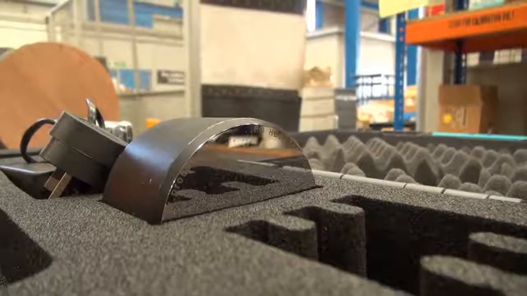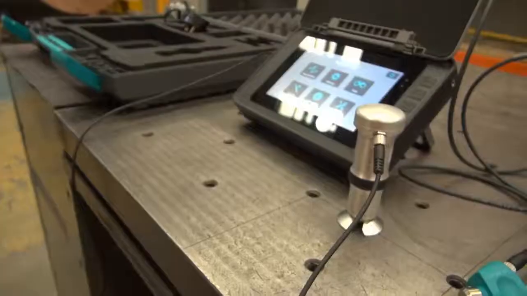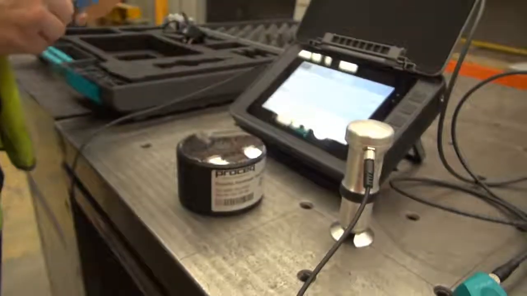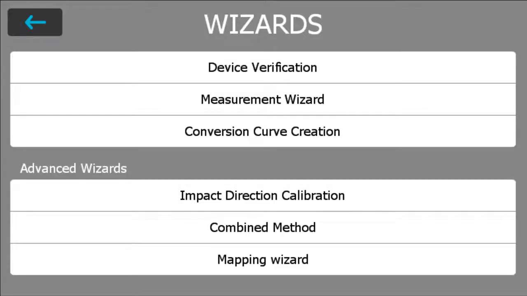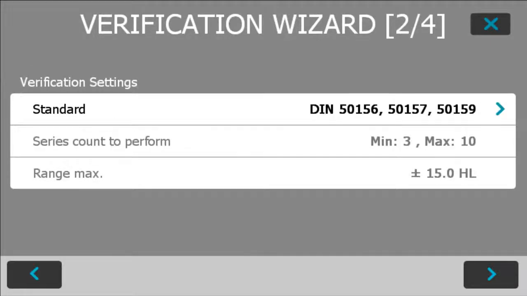First thing first, set your device up. Take your test plug out of the box and make sure the surface of your test plug is fully cleaned. From the wizard, choose verification. You'll notice that your impact device is automatically detected. We need to add the test plug into Equotip 550 database first.